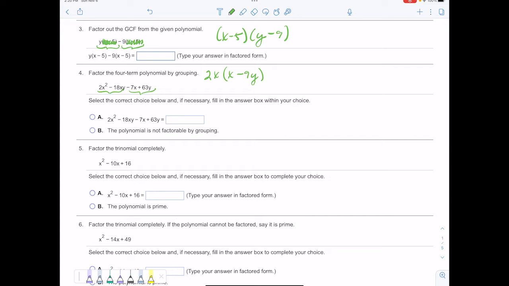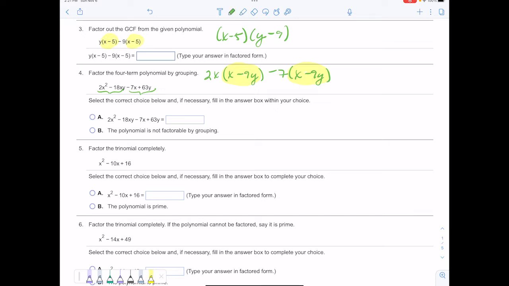And I should end up with the same common factor in the next terms. So if you notice here, you have a negative 7x and a 63y. So I can factor out a negative 7. And negative 7x divided by negative 7 leaves me with positive x. And 63y divided by negative 7 is negative 9y. And if you notice, you have the same expressions here, just like we did here.